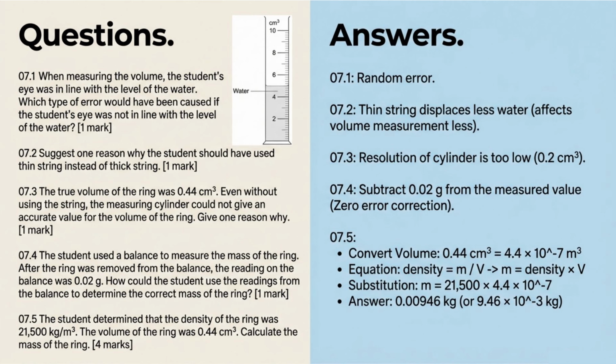We have a density of 21,500 kilograms per cubic meter and a volume of 0.44 cubic centimeters. Watch the units. We have to convert the volume to cubic meters. 0.44 cubic centimeters is 4.4 times 10 to the negative 7 cubic meters. The equation is mass equals density times volume. Substitute the numbers. Mass equals 21,500 times 4.4 times 10 to the negative 7. And the answer is 0.00946 kilograms, or 9.46 times 10 to the negative 3 kilograms.